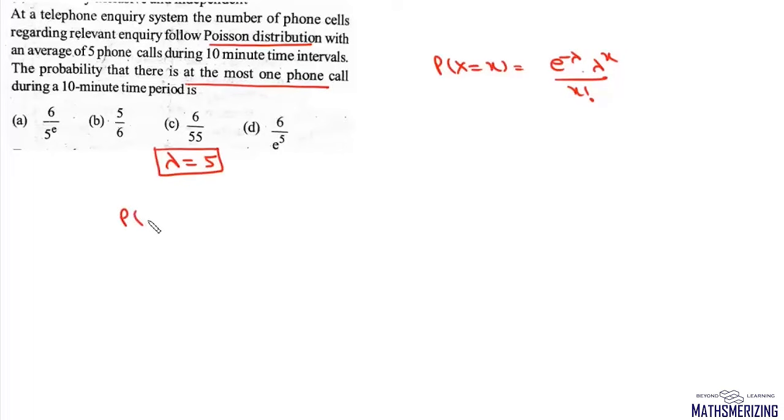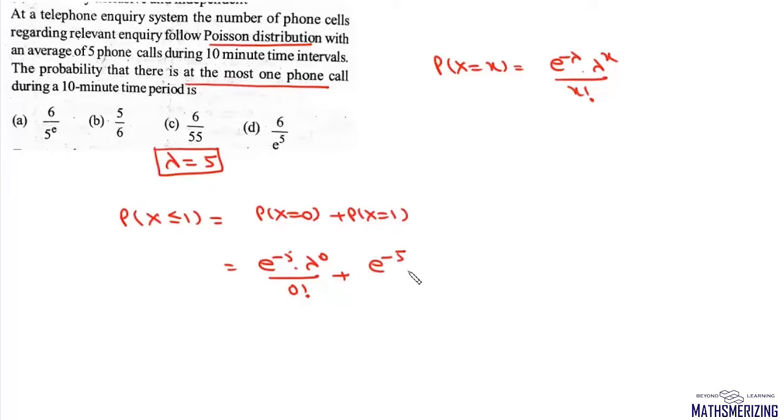That means we have to find the probability that X is less than or equal to 1. Now this is probability of X equal to 0 plus probability of X equal to 1. Now here value of lambda is 5. So it will be e to the power minus 5 into 5 to the power 0 upon factorial 0, plus e to the power minus 5 into 5 to the power 1 upon factorial 1. So it will be simply 6 upon e to the power 5, and that's your option D.